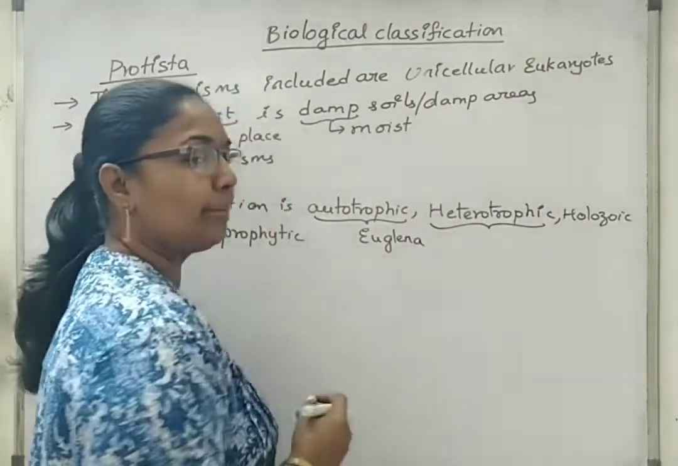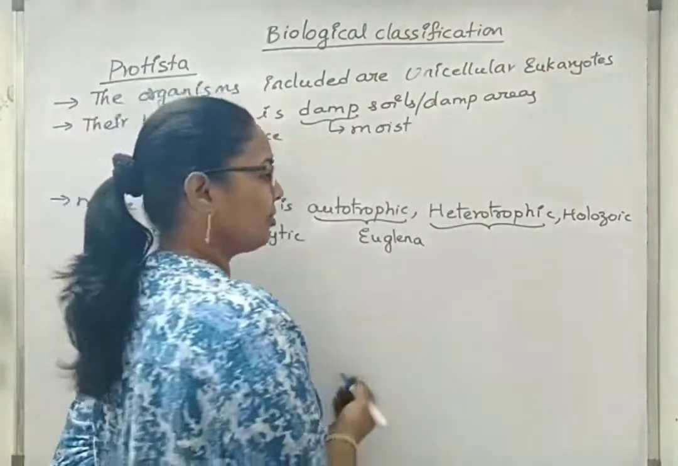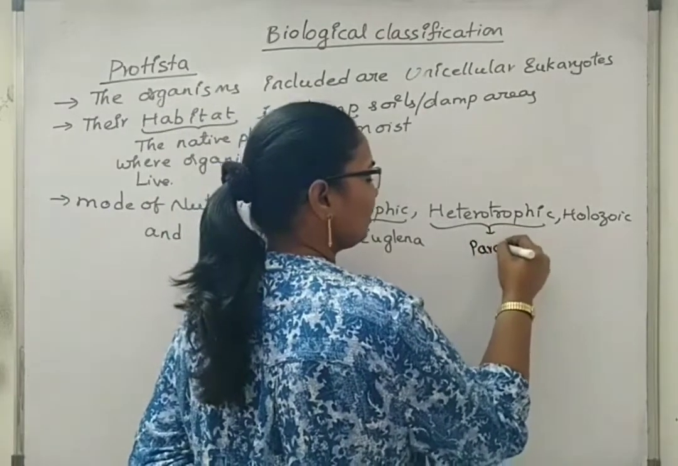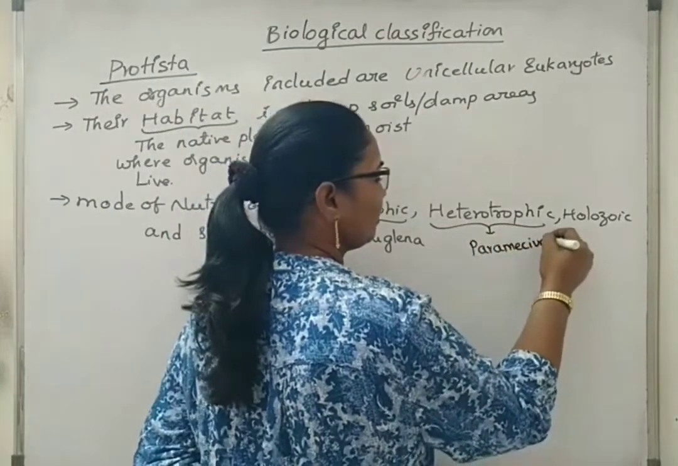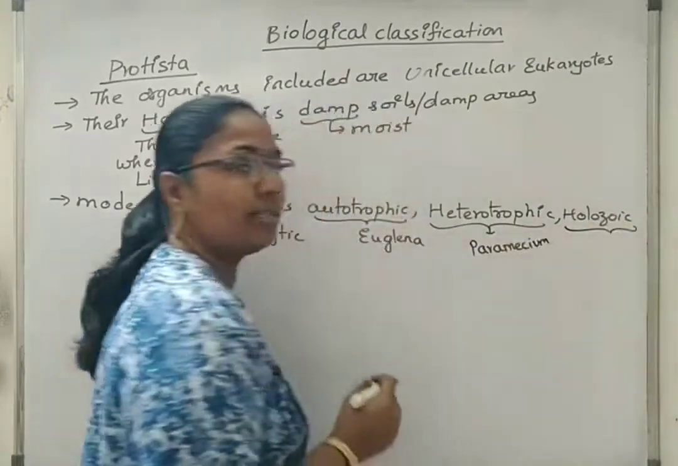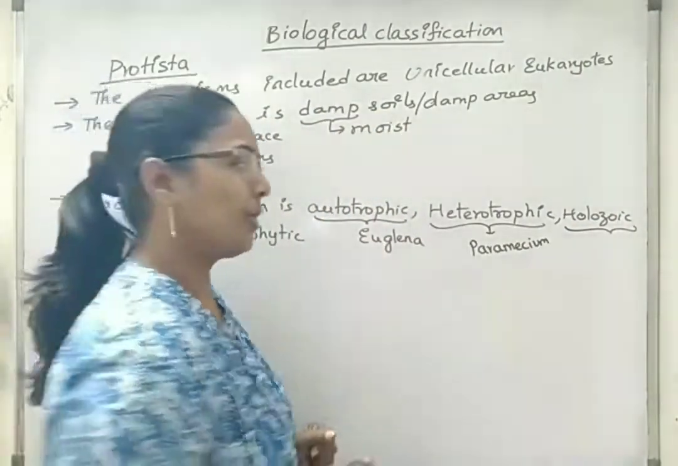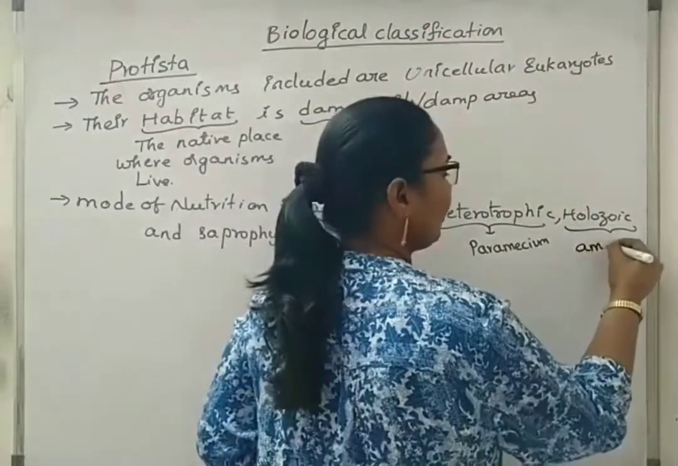Heterotrophic means they depend on other organisms for their food material. Here we can say Paramecium. Holozoic means engulfing of food material by protruding the pseudopodia. Here we can take Amoeba.